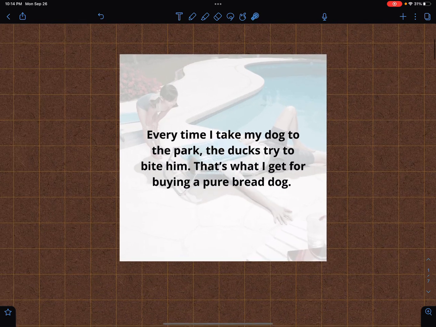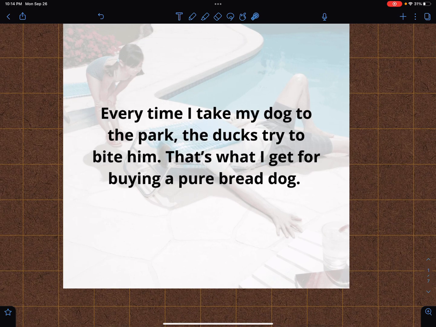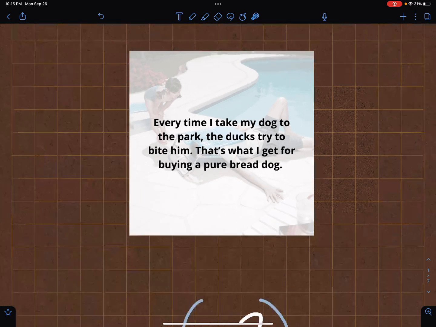First of all, as usual, every time I take my dog to the park, the ducks try to bite him. That's what I get for buying a purebred dog. Okay, just had to start off with a little dad joke there.